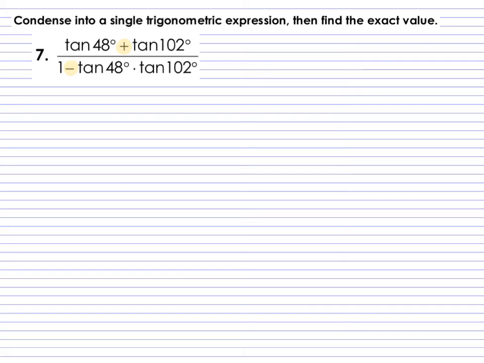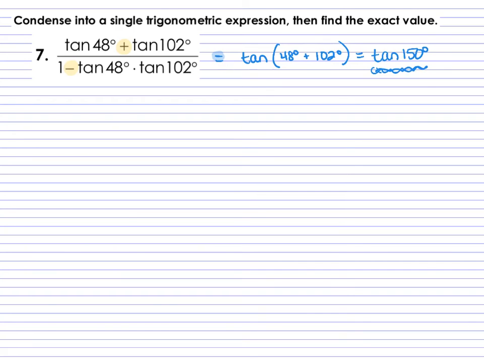Either way, we know that this is going to be equal to the tangent of the sum of those two angles, so the tangent of 48 degrees plus 102 degrees. When I put those together, I have the tangent of 150 degrees. So that's the easy part of it. You're looking at the expression and figuring out which one of the formulas we're given it fits into, and we're coming up with the tangent of a single angle rather than multiple, so a single expression.